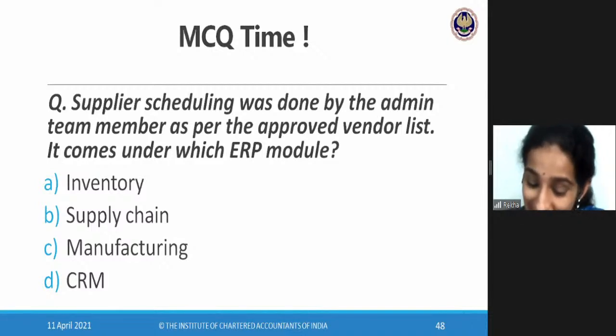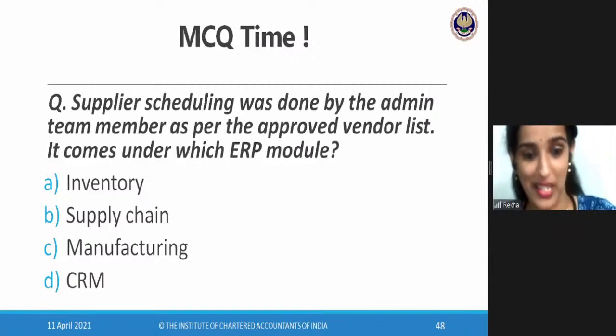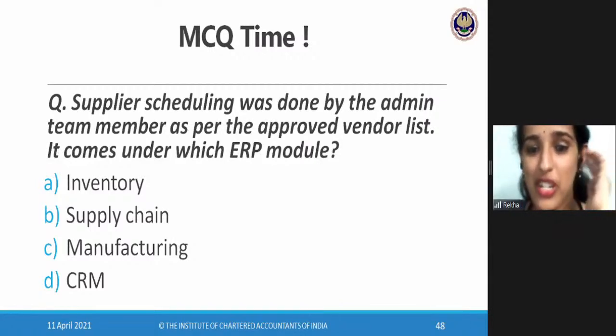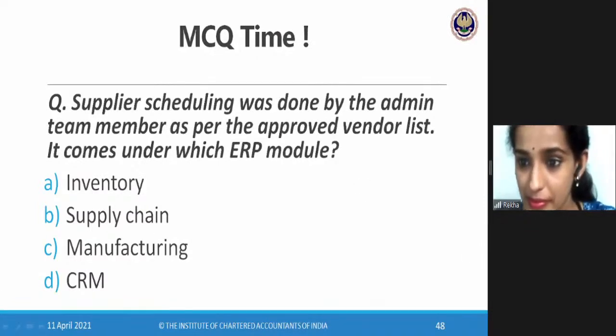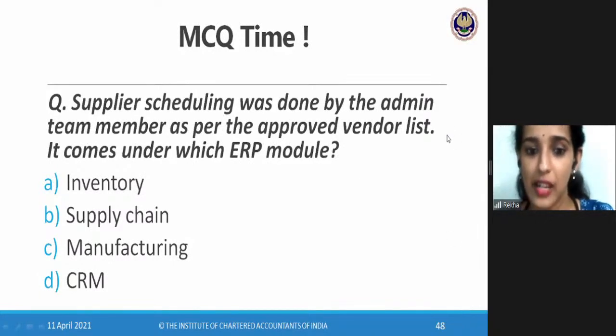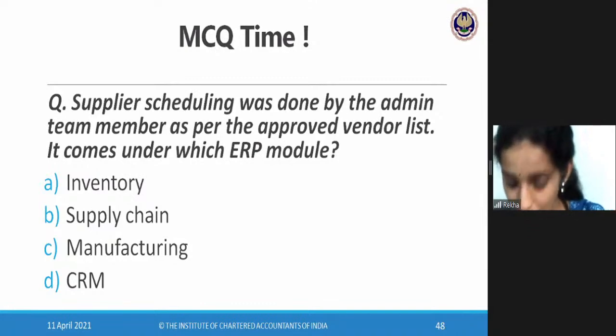Now, customer scheduling was done by the admin team member as per the approved vendor list. It comes under which ERP module? Supply scheduling, as per the approved vendor list. It comes under which ERP module?